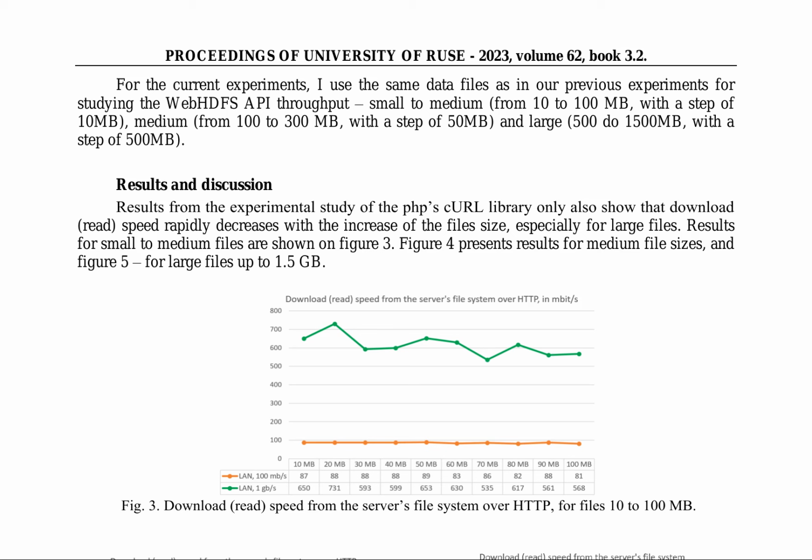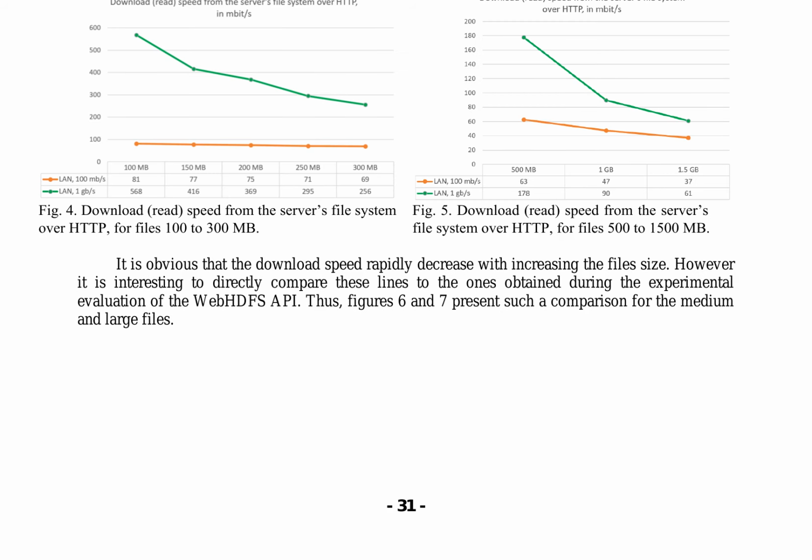The results obtained using PHP's cURL library demonstrate a significant decline in download speed as file size increases, with a pronounced effect observed for large files. Visualization of the download speeds for small to medium files, and large files are presented in figures 3, 4, and 5, respectively, showcasing a rapid decline in download speed with increasing file size.